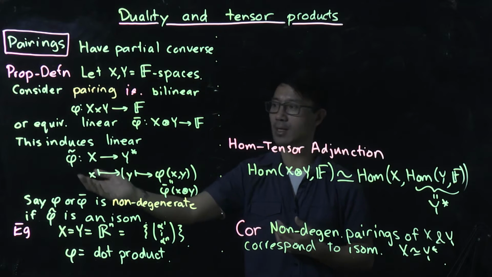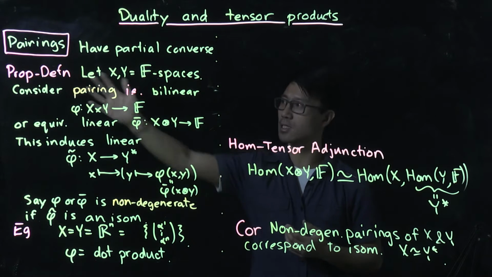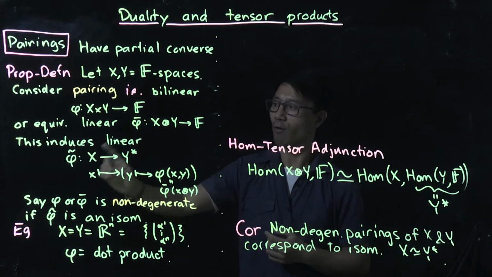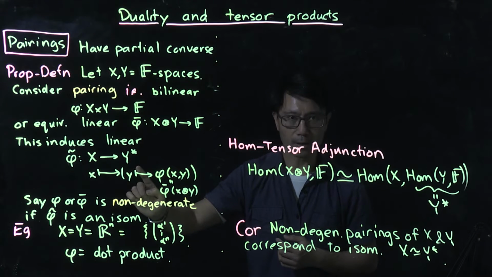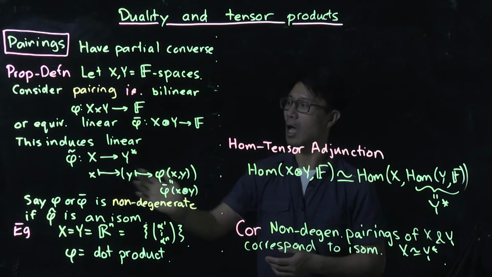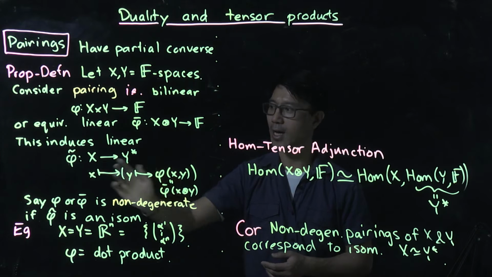Okay, so what I claim is that if you have this setup here, and this is the proposition part of this proposition definition, you get a linear map from x to the dual of y. So this is what happens when you have this pairing. Let's see how that works. How does this map work here? How do we define it?